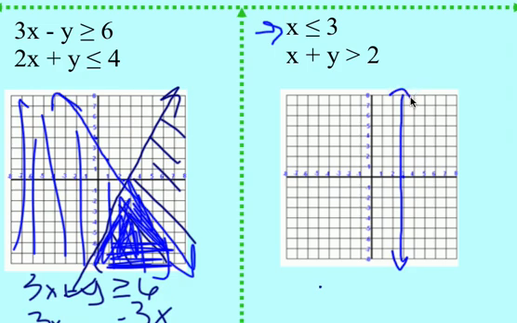So now we want x to be less than 3. So we want it to be smaller than 3. So look at the x-axis as a number line. Which way is it smaller? It's getting smaller on the left side. So I'm going to shade on the left side.